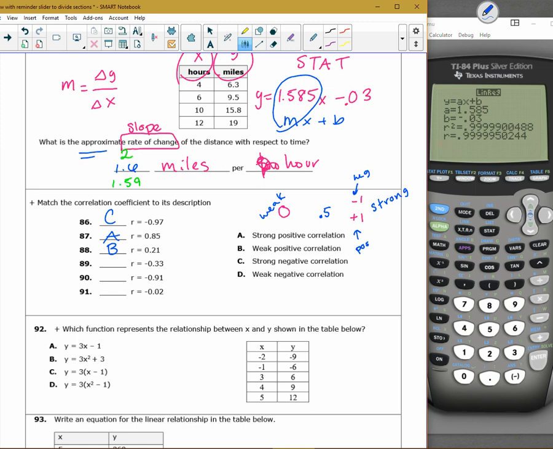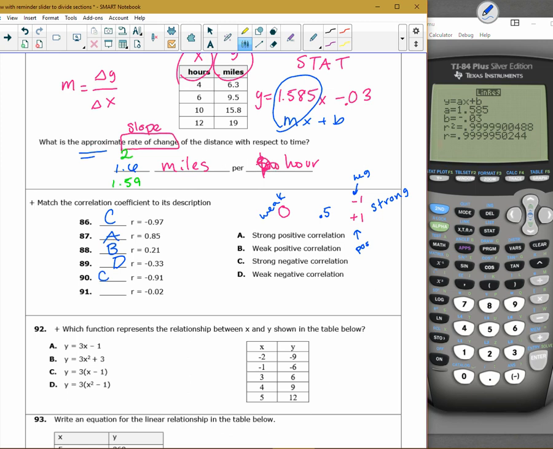Okay, 89. R equals negative 0.33. So it's negative, and then it's less than 0.5, so it's going to be weak, which means this is a weak negative correlation, or D. And then 90, R equals negative 0.91, so a negative correlation, and it's definitely greater than 0.5, super, super close to 1. So that would be a strong negative correlation. So that would be C.